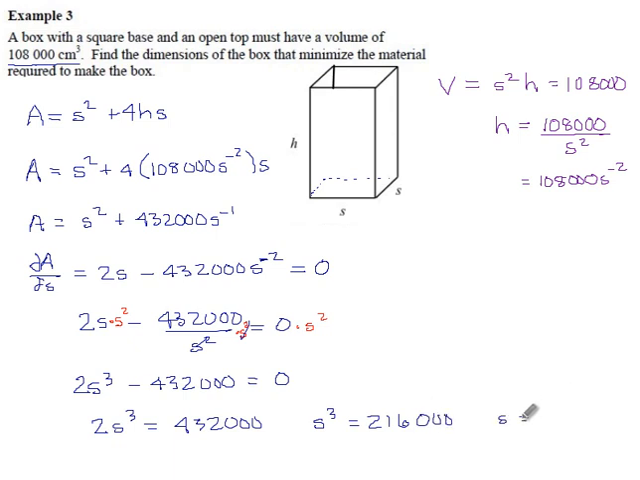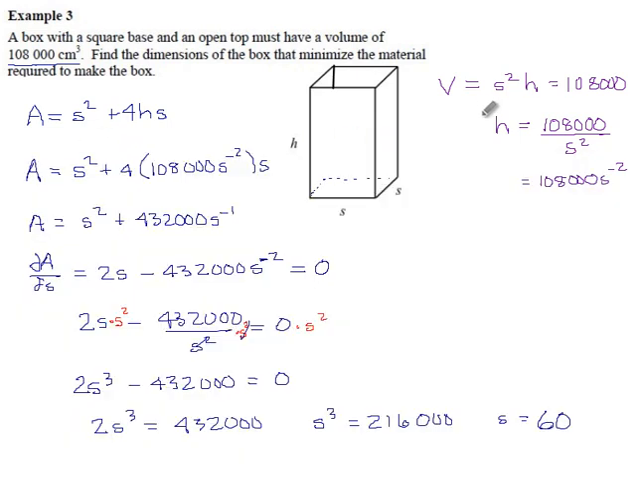And I feel like s is going to be 60, but doing cube roots in one's head is not something one can do consistently. Oh, it is. S is 60. So that's a good start, but we're not done. They said the dimensions of the box, meaning the box is 60 by 60 by how much? We need the height as well.